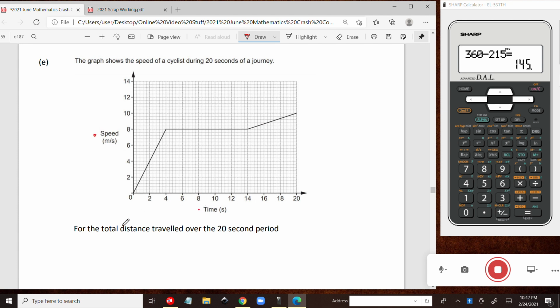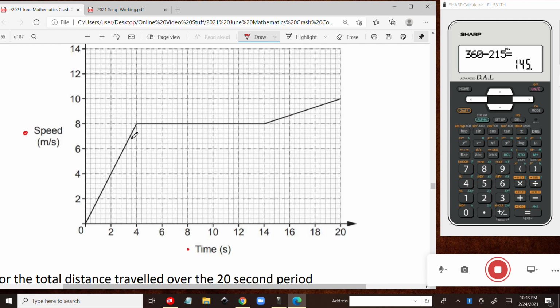But this time they're asking us for the total distance traveled. Now, gradient will give us the acceleration. However, when they ask you for the distance, they want you to find the area under the graph. And unfortunately, they want to know the distance for the whole graph, which means we have to find the area underneath the whole graph, so we're going to have to divide this up into different shapes.